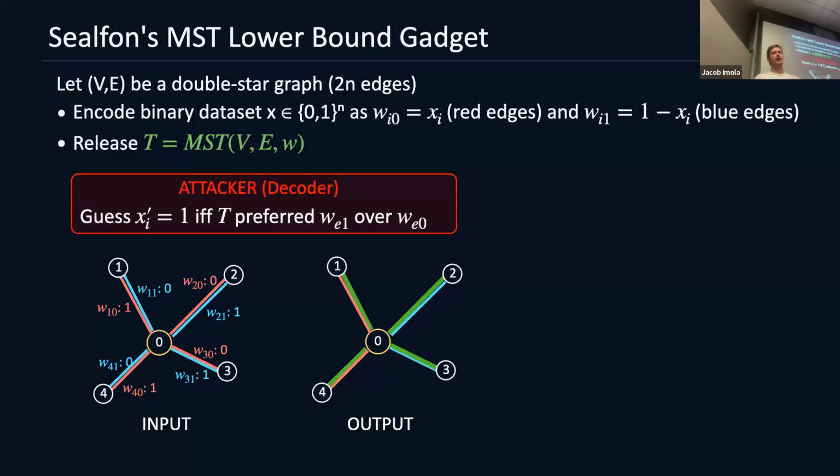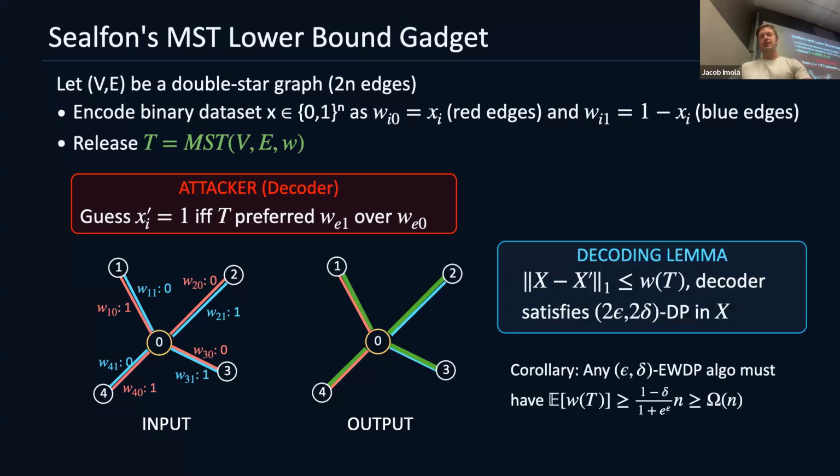And now we're going to come up with an attack here. You can think of the attacker as sort of a decoder. We want to decode the input data set. The attacker knows how the algorithm works. They just don't know the data. So they know how the algorithm would have encoded the data set. And so the attacker just says, I was given a low-cost minimum spanning tree. If the minimum spanning tree preferred one edge over the other edge, then I know if it should be a 0 or a 1 most of the time.